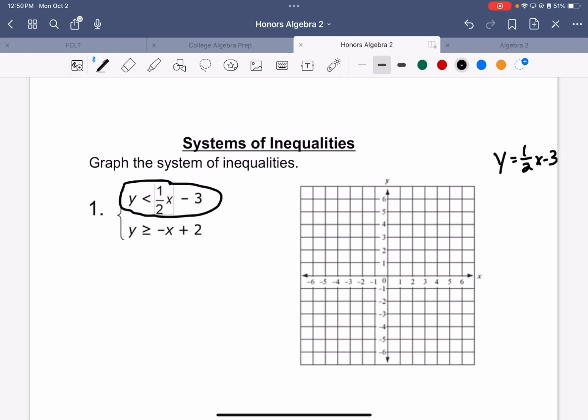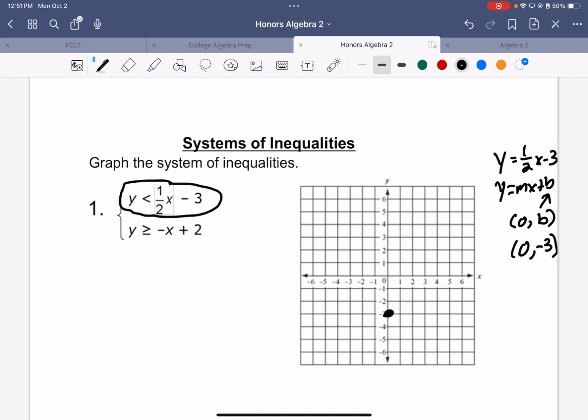Put it in slope-intercept form first. It's already there. We've got it in the form y equals mx plus b. The b is our y-intercept. Remember, that's the point (0, b). So in this case, that's the point (0, negative 3). So that's where we start. You put a point at (0, negative 3).